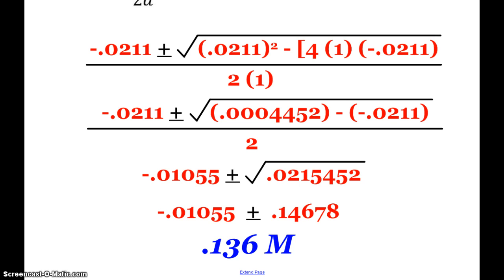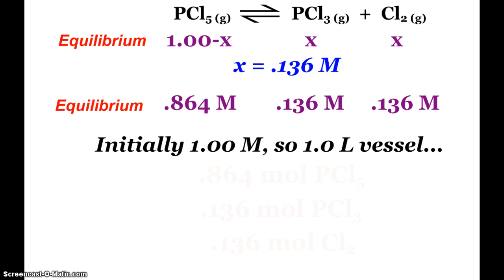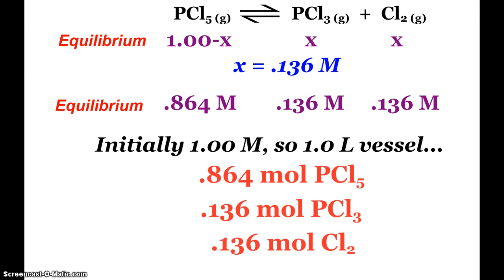Now we can evaluate that with our equilibrium expression. Again, these were our values. So when x equals 0.136, at equilibrium my PCl5 is 0.864 molar, and both the PCl3 and chlorine are 0.136 molar. And again, it was initially 1 molar, meaning a 1 liter vessel. So my equilibrium molar composition is 0.864 moles of PCl5 and 0.136 moles of PCl3 and Cl2.